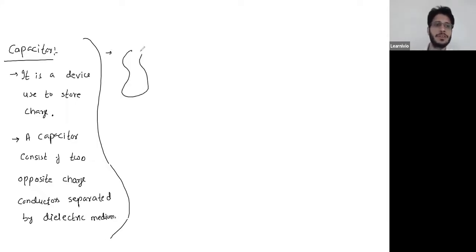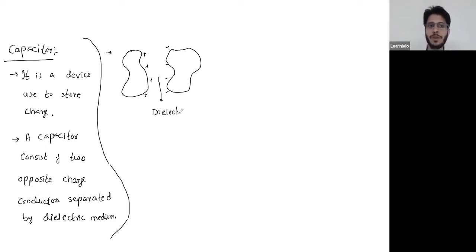For example, this is the first conductor, this is the second conductor. The first one is positively charged. The second one is negatively charged. And the medium between them should be dielectric. If you place a conducting medium between these two conductors, it will be simply a piece of conductor, a piece of metal. It won't be a capacitor. It will be a capacitor only if the space between the conductors is filled with a dielectric.